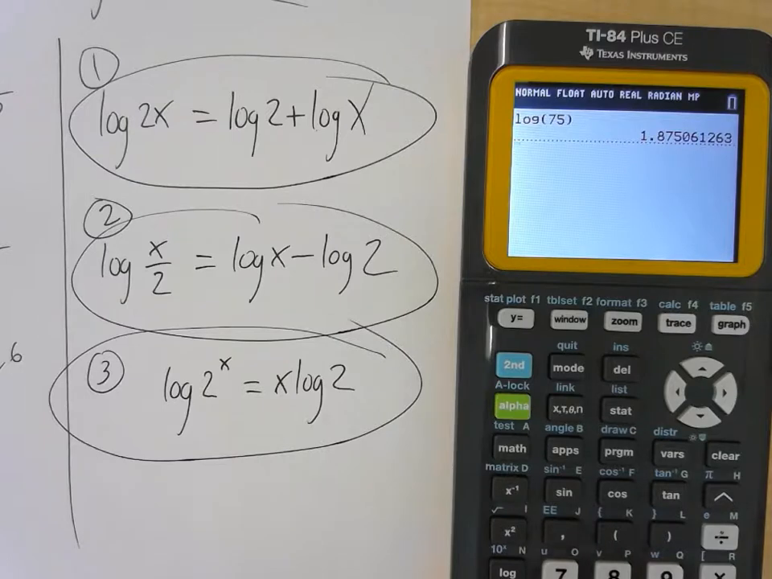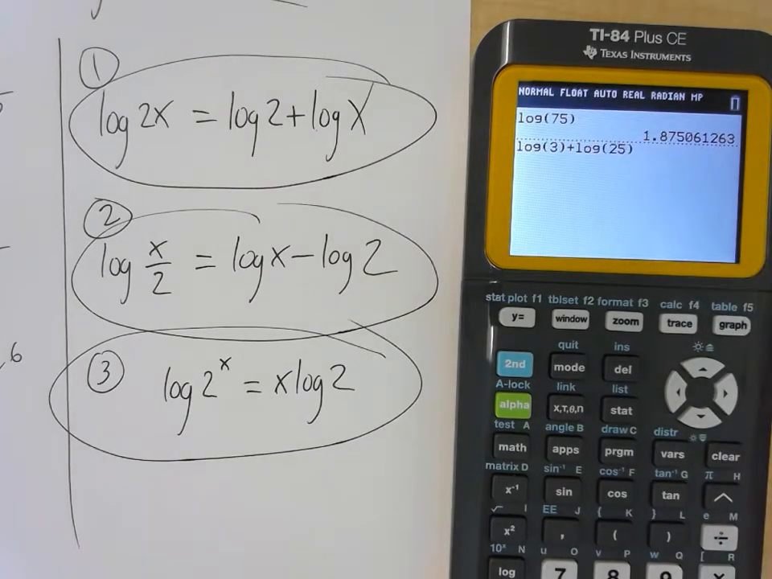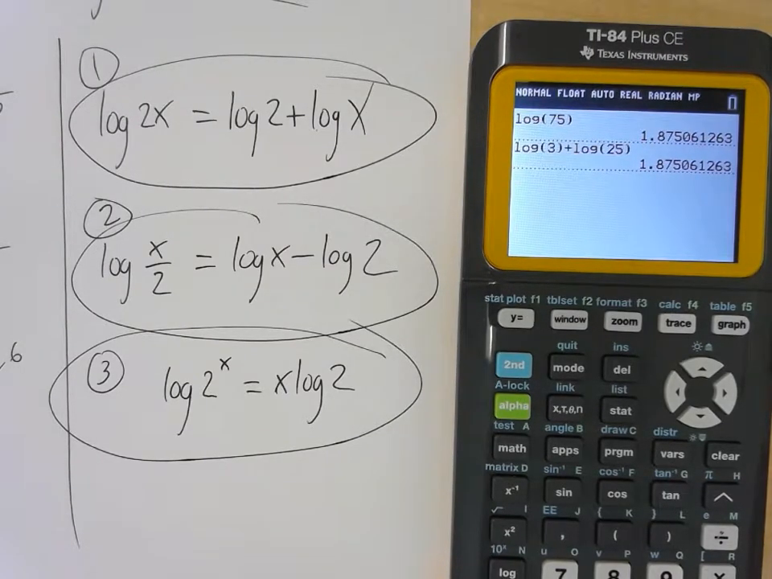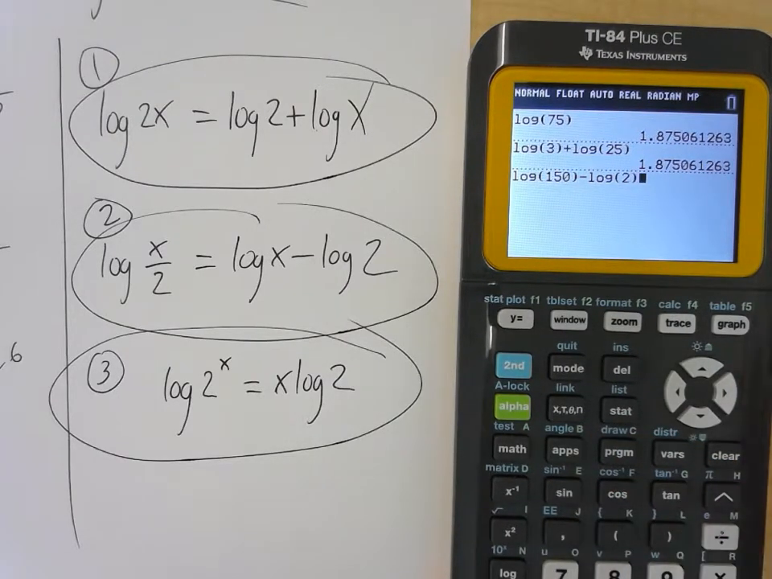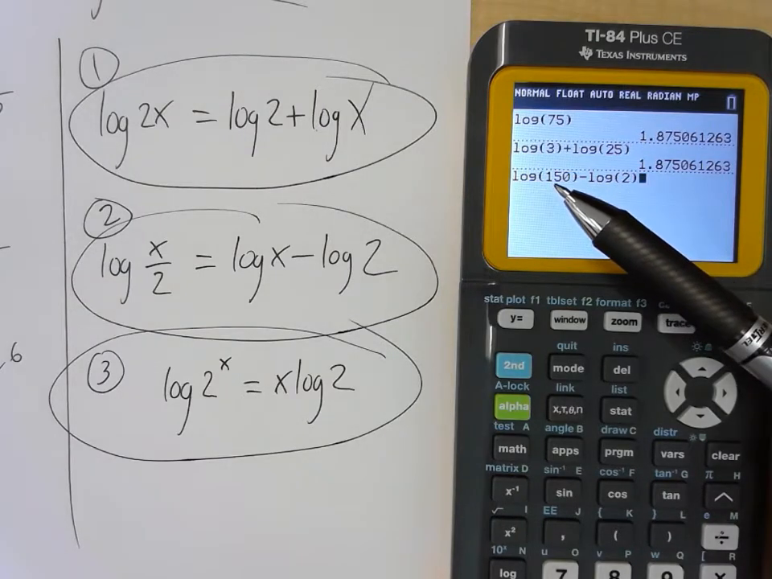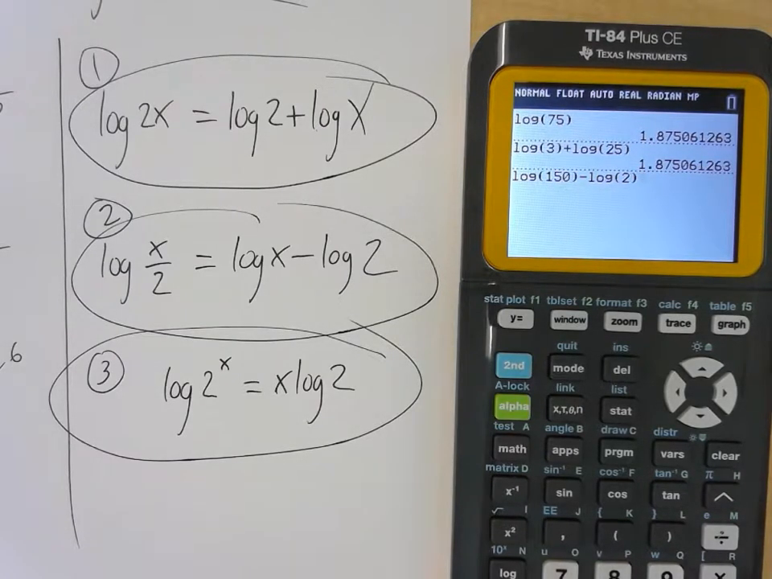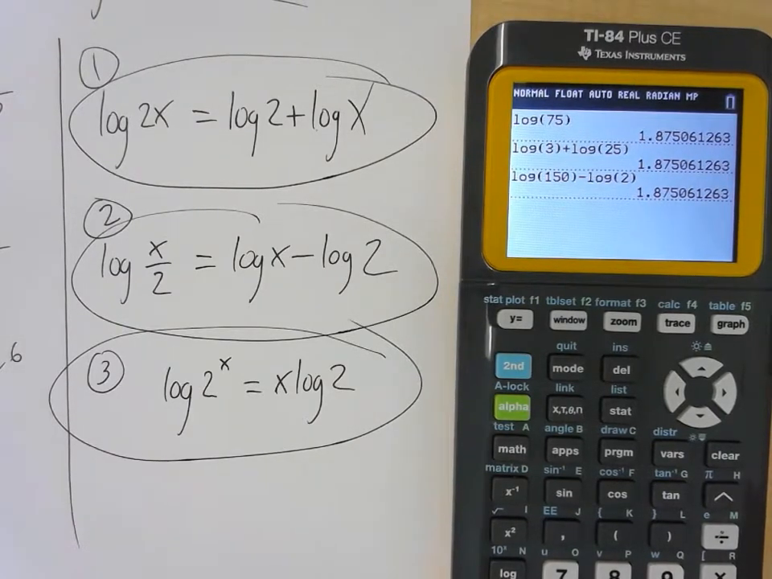But let's apply the property here. 3 times 25 is 75. So I can say log 3 plus log 25. So addition means multiplication. So this should be the same answer as log 75. Bingo, it is. Now we can do division for subtraction. So we could do log 150 minus log 2. Well, subtraction is division, and 150 divided by 2 is back to 75. And it's the same answer, so it works.